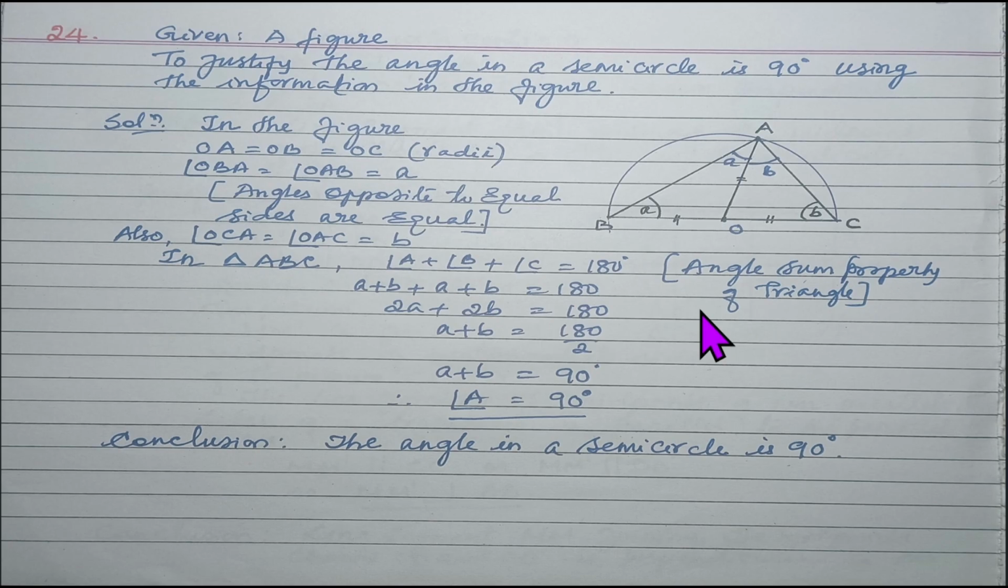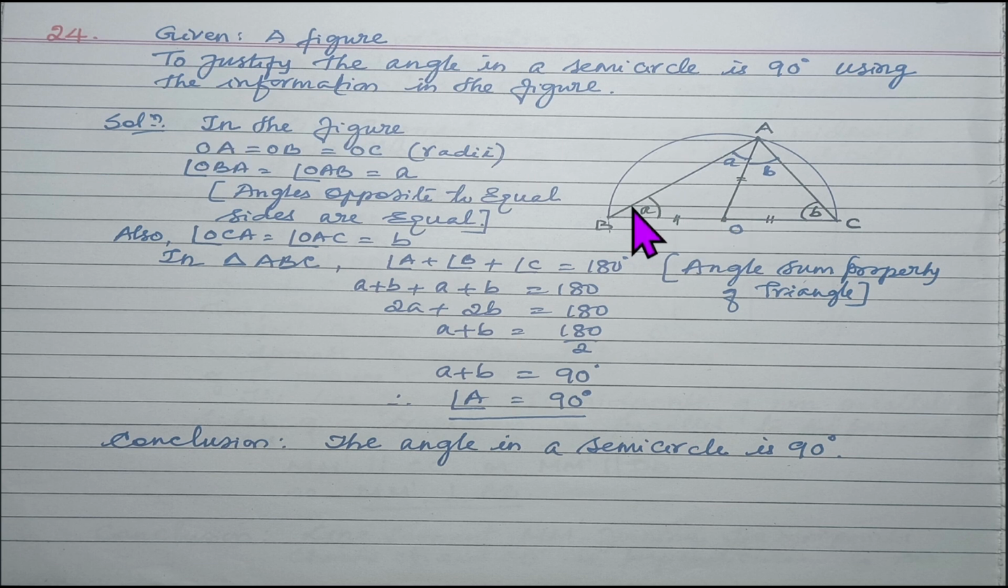Now coming to the next example, that is the 24th example, we are given a figure here, and in this figure we are also given some certain angles. We are given the angle OBA as A, OCA as B, and we are also given that OB, OA and OC are equal in length. What we have to prove is that the angle BAC is 90 degrees, or the angle in the semicircle is 90 degrees, using the information given to us. So let us see how to do that.